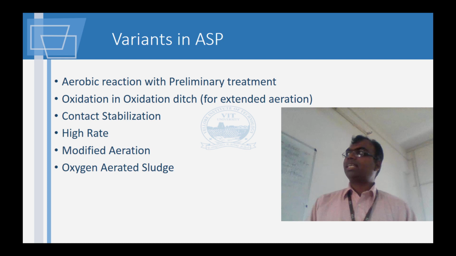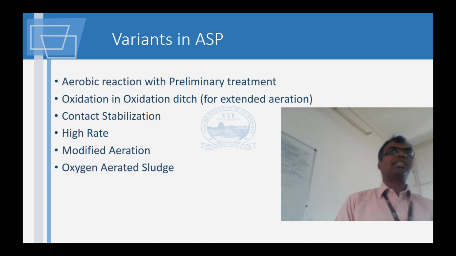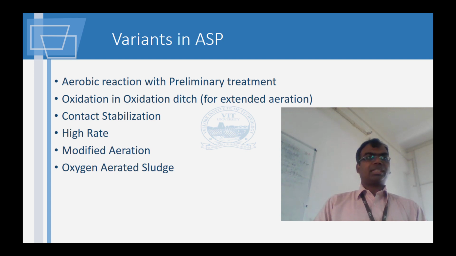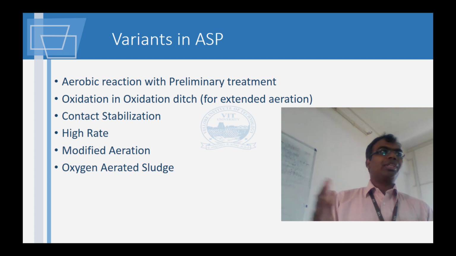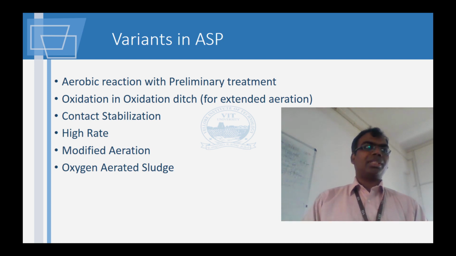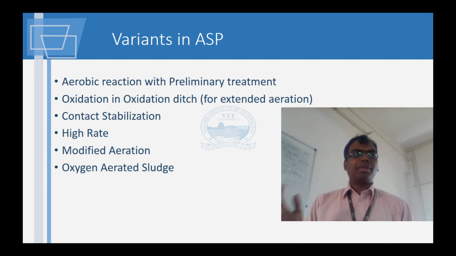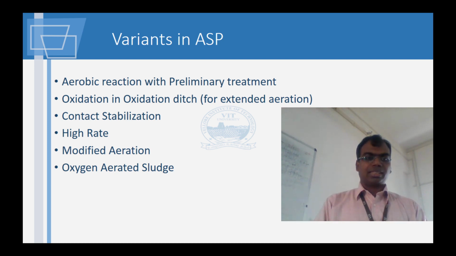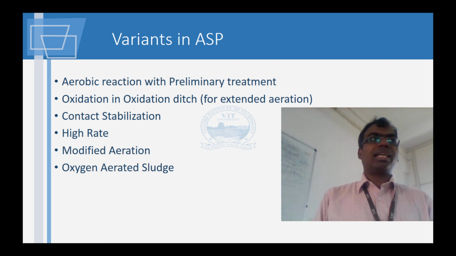You also have high rate systems. Okay, that means the problem with high rate systems is the removal rate will be much lesser. For example, it will be around 15% of BOD removal that is done. Others will be 30 to 50%. But this one will be the rate at which the influent comes and goes out will be high, but the quality is much lesser. Okay, so then you may also have some modified aeration.